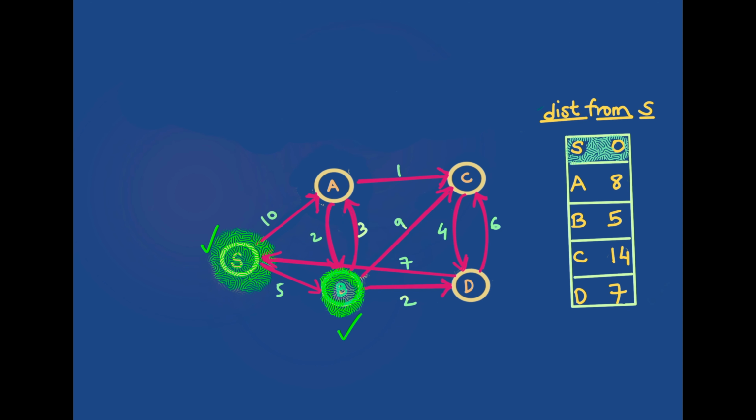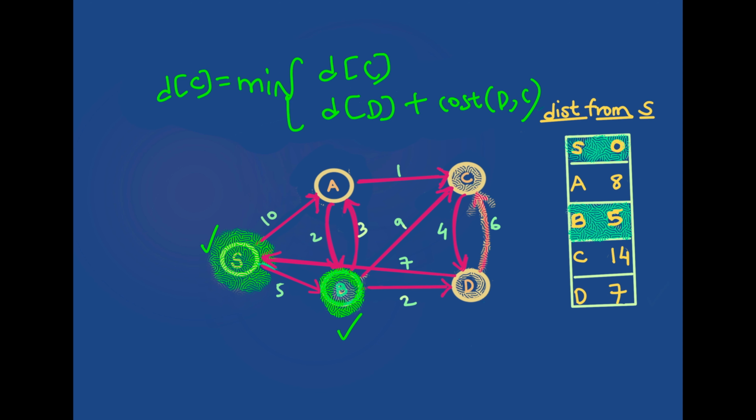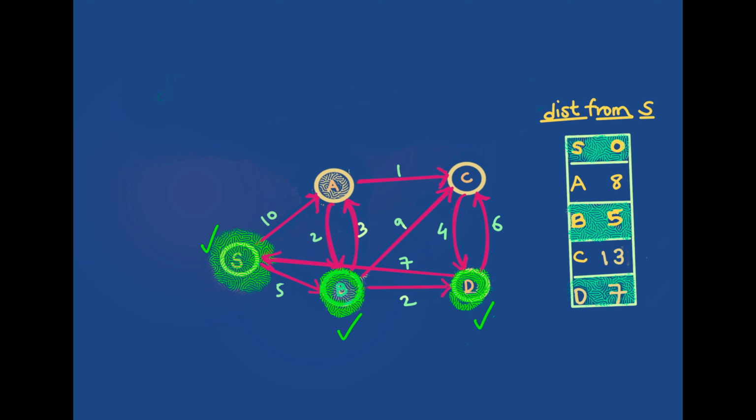Now we are done with vertex B. We then extract vertex D with the next minimum value of 7. We now relax edge DC. Note that we can ignore the edge DS since we are already done with vertex S. So, through D, we can reach C by a distance of 7 plus 6, that is 13, which is better than the current distance of 14. Hence, we update the distance of C. And now we are done with vertex D as well.